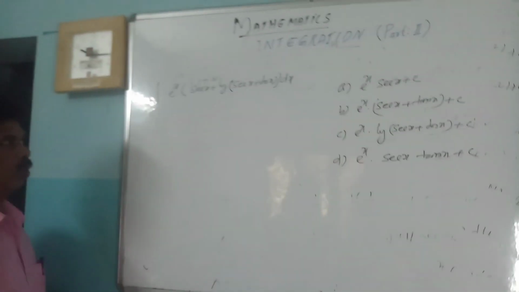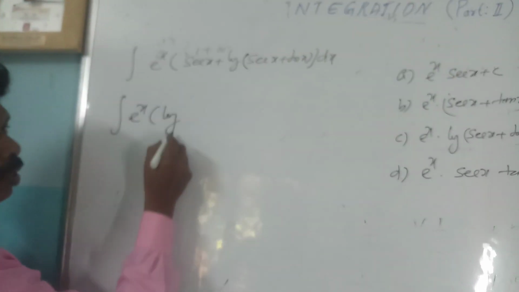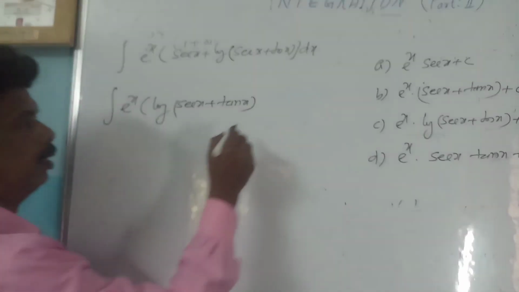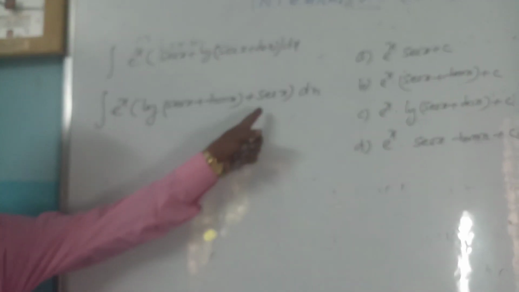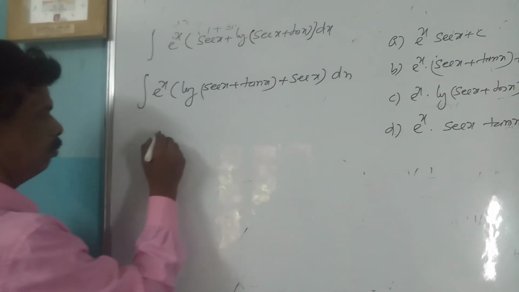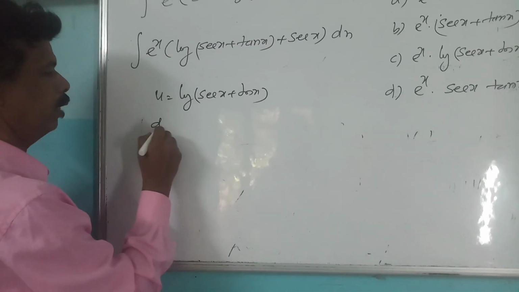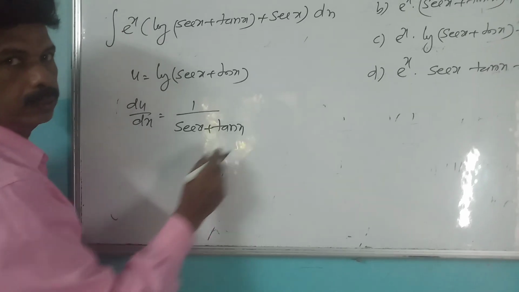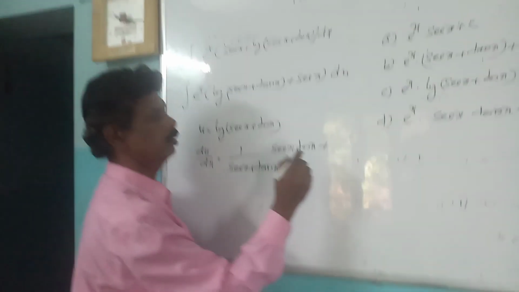Integral of e raised to x into sec x plus log sec x plus tan x. Then we can rearrange this term: e raised to x into log of sec x plus tan x plus sec x, into dx. Actually, this sec x is the derivative of log sec x plus tan x. Put u equal to log of sec x plus tan x. Then du by dx is equal to 1 by sec x plus tan x, and the derivative of sec x is sec x tan x, and the derivative of tan x is sec square x.